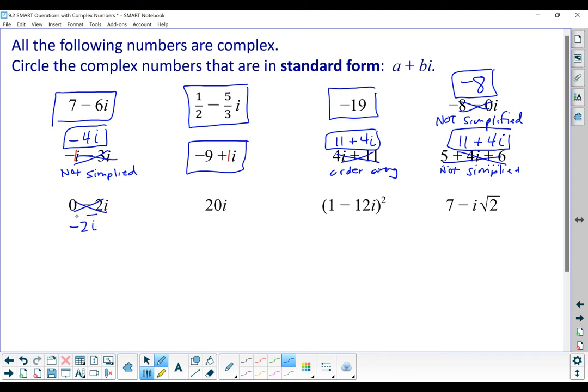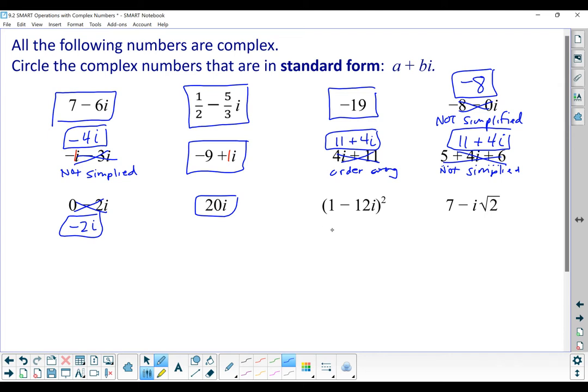And 20i that comes next, that one is just fine. It has a 0 real part, and it's unnecessary to write that 0 real part. Okay, this one is a little bit tricky maybe. 1 minus 12i is being squared. Now, this is an imaginary number that's being squared, but it turns out that that is going to give you the answer of an imaginary number.